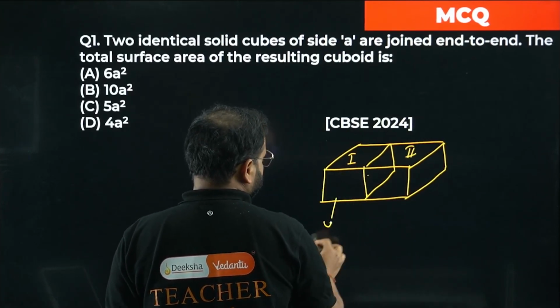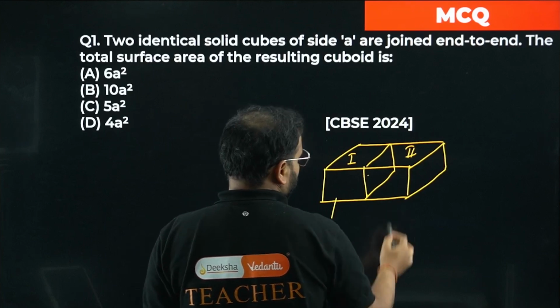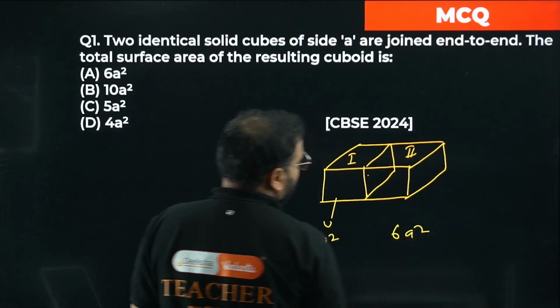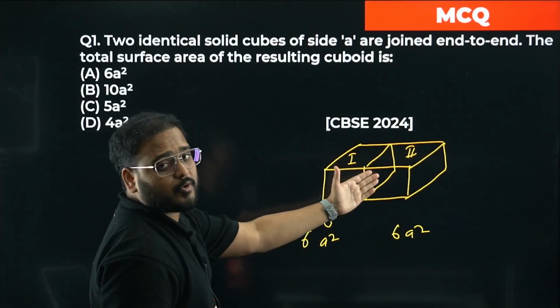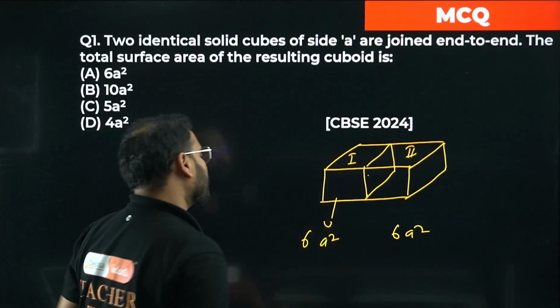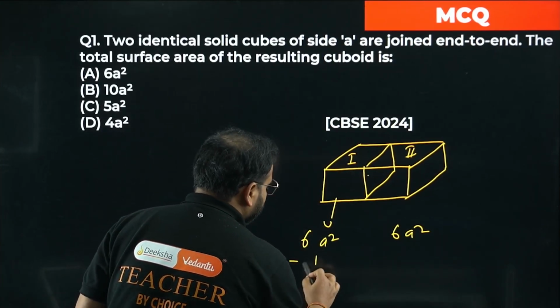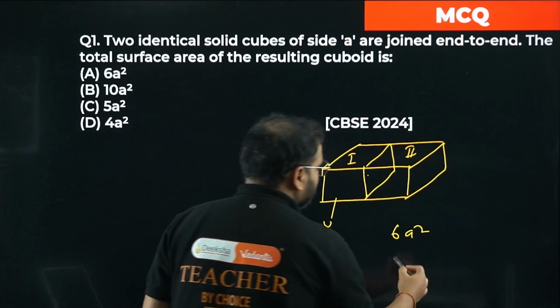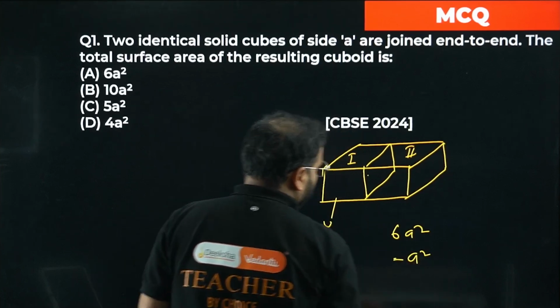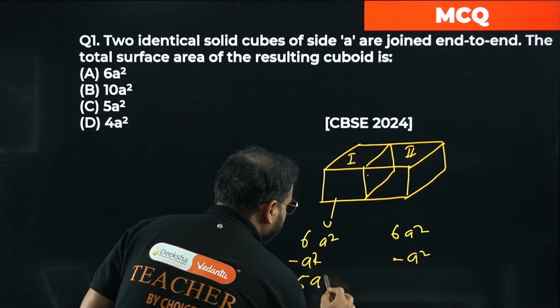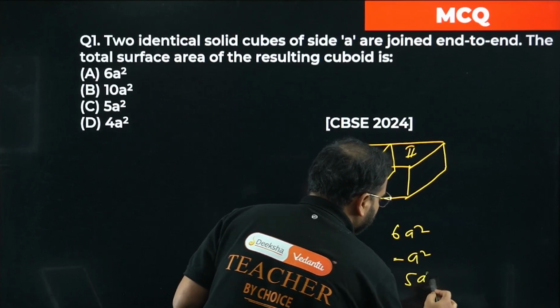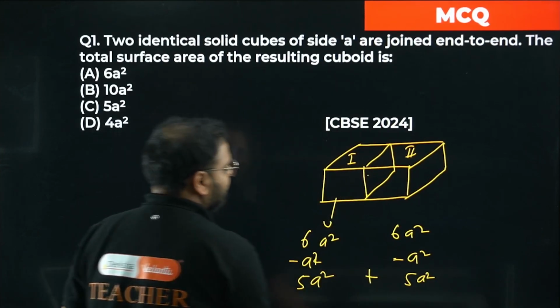Total area for this was initially 6a square, and over here also had 6a square, but I have to omit one area, because of the contact. Contact means that area is gone now. It is not an outer surface area anymore. So I have to do minus a square. Same way over here also minus a square. What I'm getting? 5a square. Over here also 5a square. Now add them. How much is the area? 10a square.